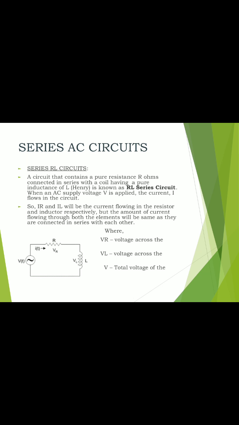But the amount of current flowing through both the elements will be the same as they are connected in series with each other. So here we will get the voltage drop across R, that is VR. We can find out VR is equal to I into R by Ohm's law. The voltage drop across inductor L is VL is equal to I into XL, where XL is inductive reactance.